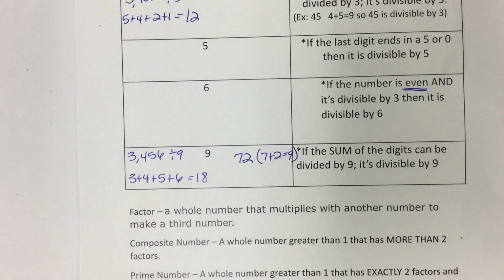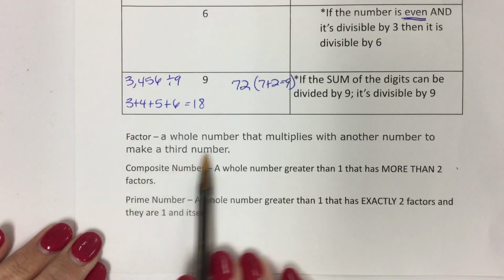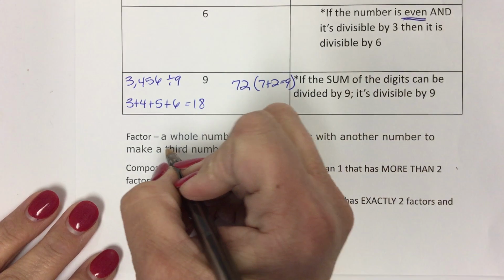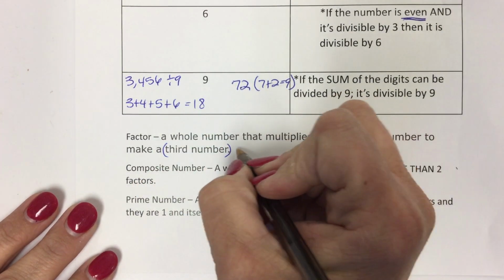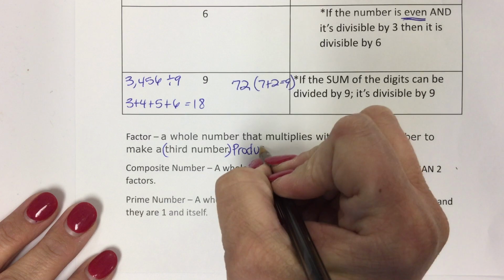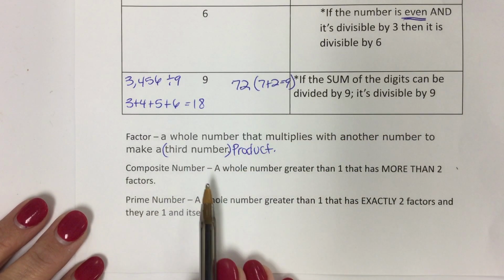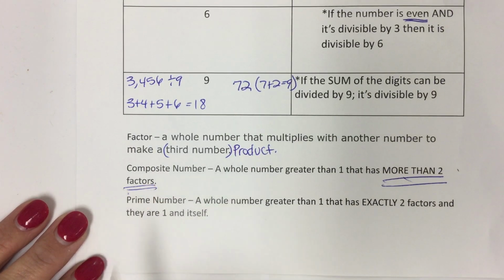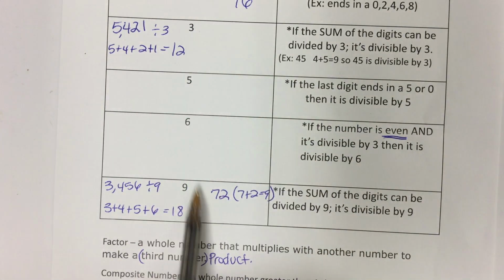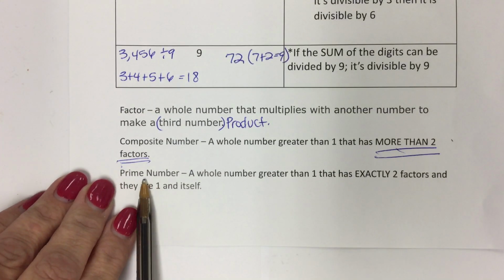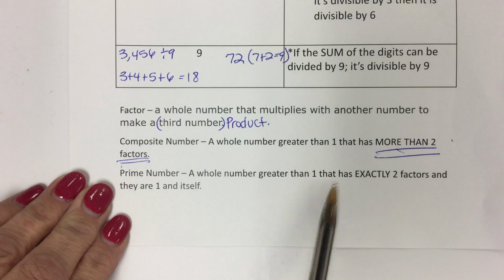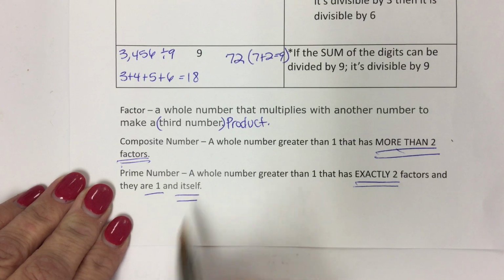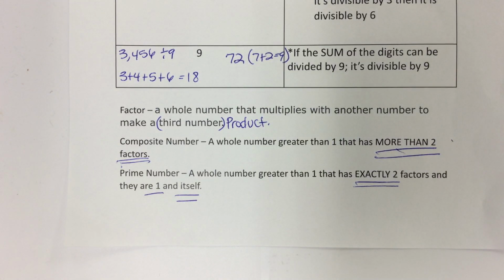Okay, factors are a whole number that multiplies one with another number to make a third number. So factors are the numbers multiplied together to make a third number, which is the product. Okay, composite numbers. A composite number is a whole number greater than 1 that has more than 2 factors. Okay, meaning I can multiply it multiple ways. Okay, prime numbers, a whole number greater than 1 that has exactly 2 factors, and they are 1 and itself. All right, so just remember that.